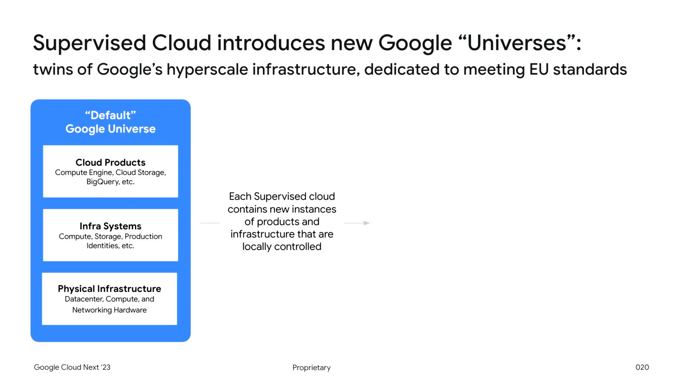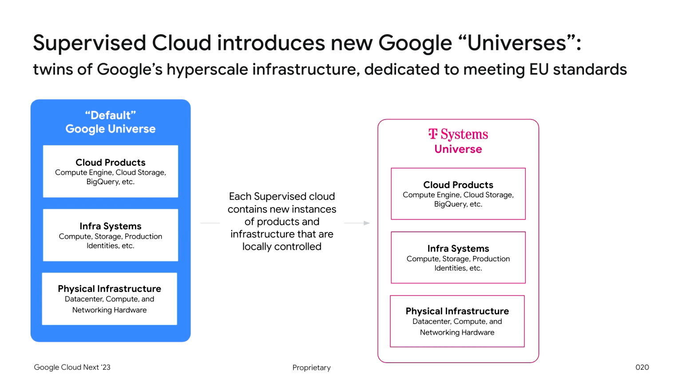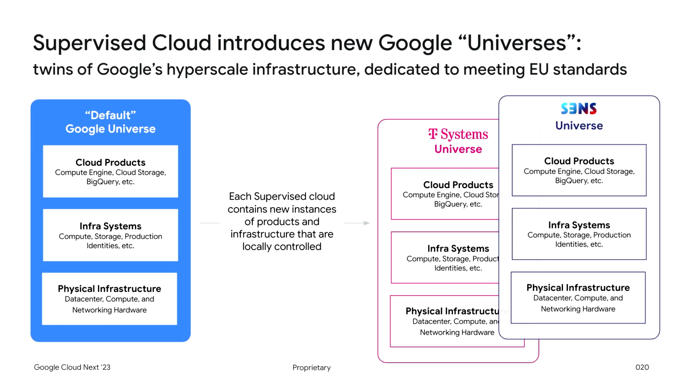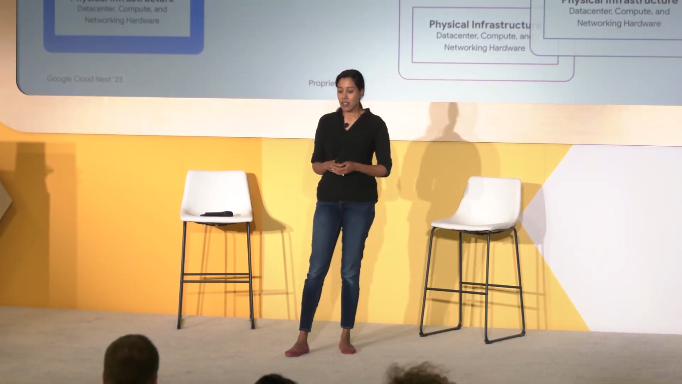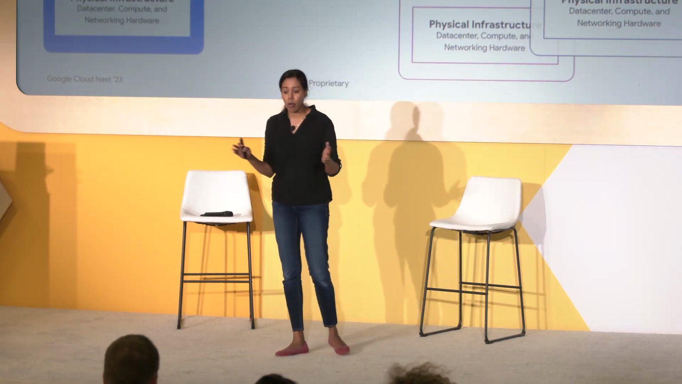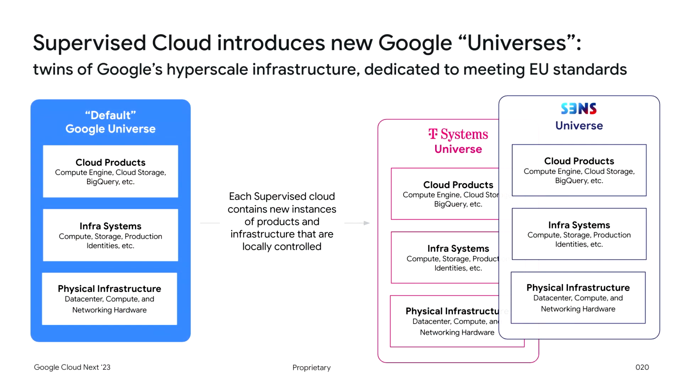So what this means is we're taking the core Google Cloud services, whether it's local services or global services, and we're deploying them into universes, one for T-Systems in Germany, and another one for SANS in France. Each of these universes contain familiar Google products that you're used to. So it'll have the BigQuery, the cloud storage, and the compute engine that you're used to on a day-to-day basis. So it means you're getting the powerful software that you're always used to, delivering the hyperscale capabilities that you expect from Google. And this also makes the developer experience very easy, right?